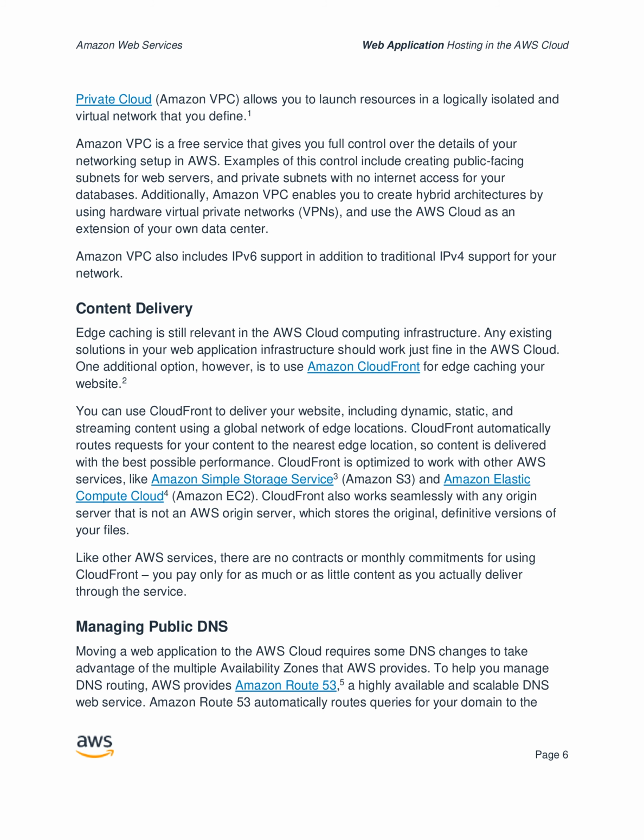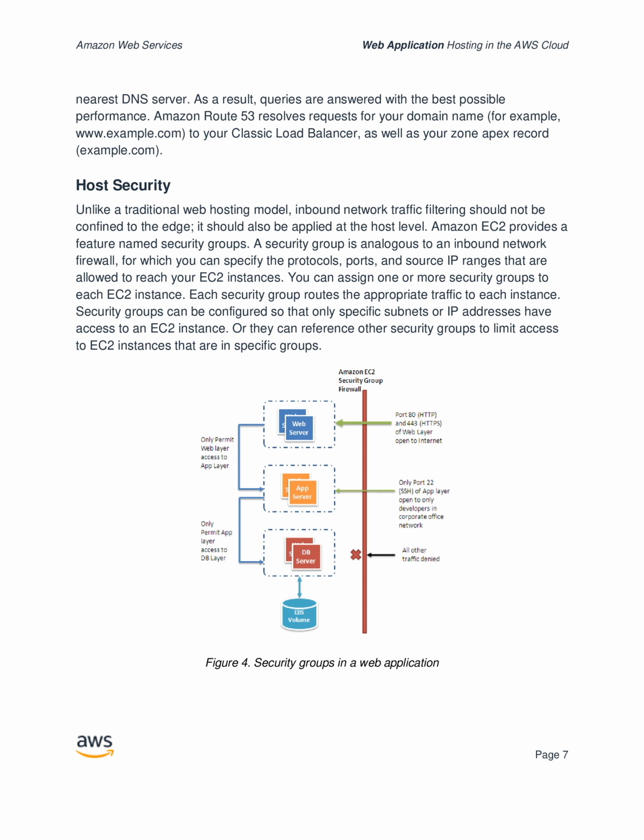Managing public DNS. Moving a web application to the AWS cloud requires some DNS changes to take advantage of the multiple availability zones that AWS provides. To help you manage DNS routing, AWS provides Amazon Route 53, 5, a highly available and scalable DNS web service. Amazon Route 53 automatically routes queries for your domain to the nearest DNS server. As a result, queries are answered with the best possible performance. Amazon Route 53 resolves requests for your domain name, for example, www.example.com, to your classic load balancer, as well as your zone apex record, example.com.